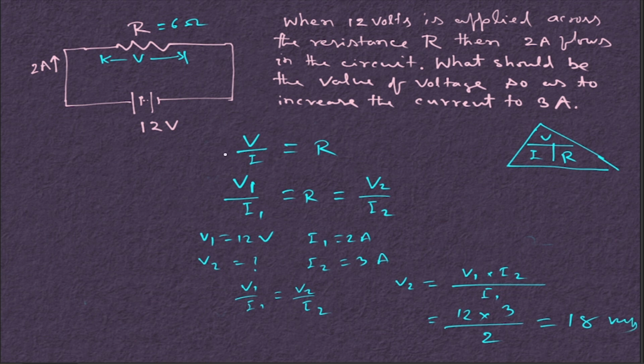In this case, you are not required to find the value of R. You can directly calculate this. This is because the voltage varies directly as the current. That means current and voltage are proportional, which is Ohm's law.